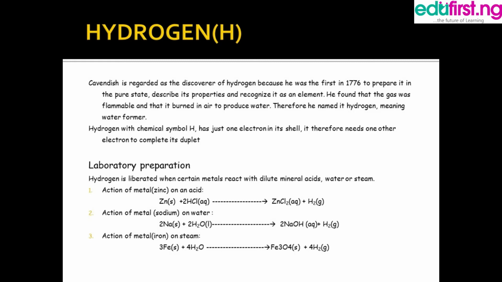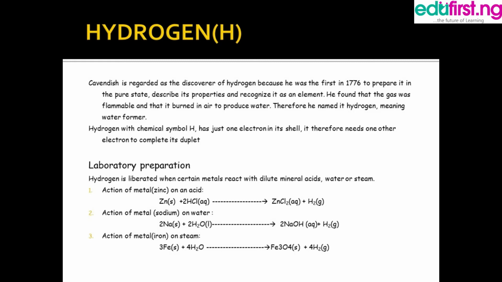Okay, so we move to the laboratory preparation of hydrogen. How do we prepare hydrogen in the lab? Well, hydrogen can be prepared in the lab when certain metals react with dilute mineral acid, water, or steam. One of them is the action of metal on an acid, and we're using zinc. When zinc reacts with hydrochloric acid, it gives us zinc chloride and liberates hydrogen gas.